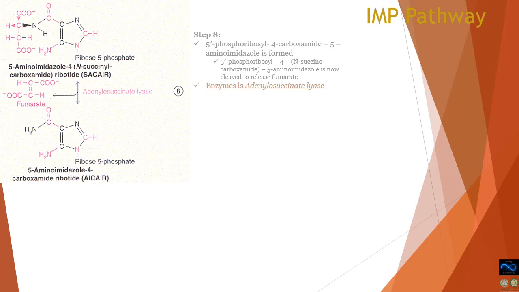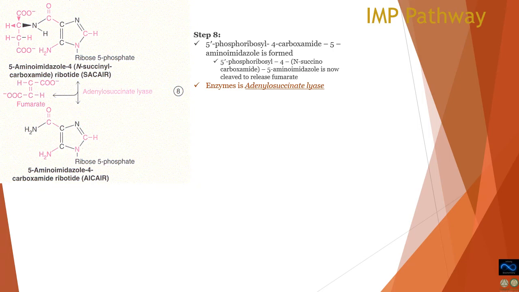In the eighth reaction, this aspartate unit, which was just introduced, is cleaved to release fumarate, which then goes into the TCA cycle. This is the link between purine synthesis and the TCA cycle, by the lysing of the whole SKR to AKR. And here the enzyme is adenylosuccinate lyase, which releases the fumarate from the whole SKR and converts it to the reduced form of AKR.